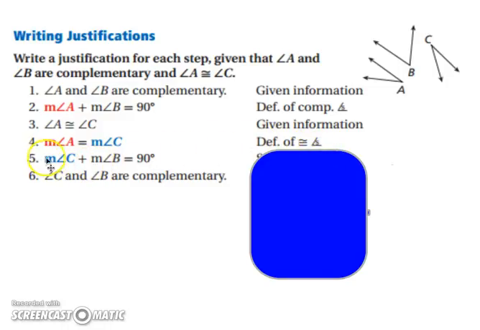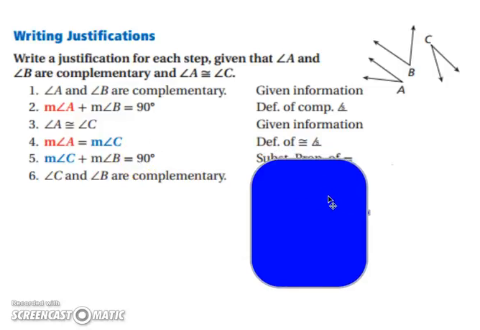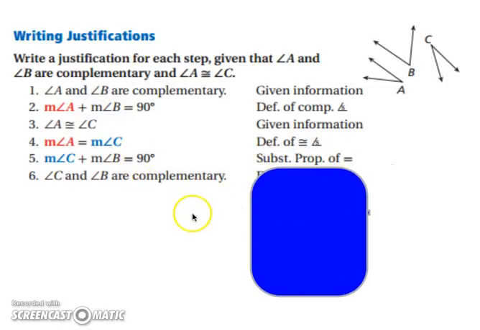Okay, well now let's look at 5. We have the measure of angle C plus the measure of angle B equals 90. So this looks very similar to number 2. The only difference is the measure of angle A is suddenly now the measure of angle C. Well, we were allowed to switch them out because the measure of angle A equals the measure of angle C. So we substituted C in for A. So therefore the substitution property of equality.